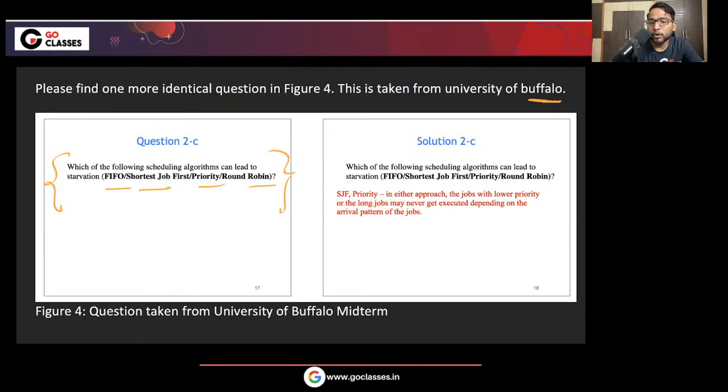University of Buffalo, let me just tell you, is also one of the top universities. I'm almost sure that it should be under 30 or under 40. In fact, it is better than IISc. In terms of ranking, I can say it is better than IISc and all the IITs.